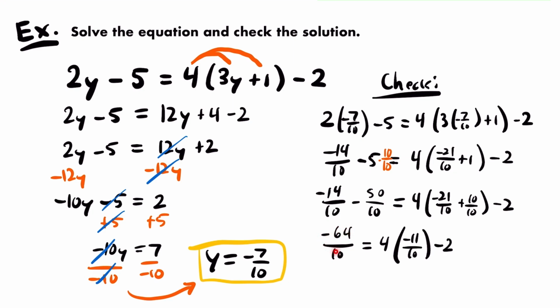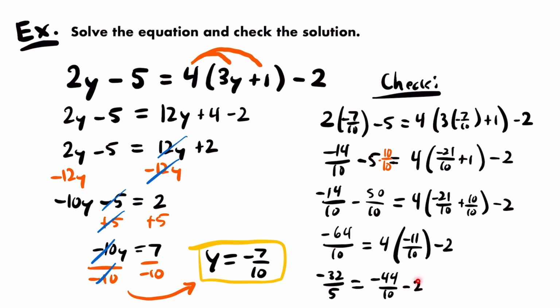Now, negative 64 divided by 10, that can be reduced. Both 64 and 10 are divisible by 2. 64 divided by 2 is 32, and 10 divided by 2 is 5. So we have negative 32 divided by 5 is equal to negative 44/10 minus 2, right? 4 times negative 11 is negative 44.